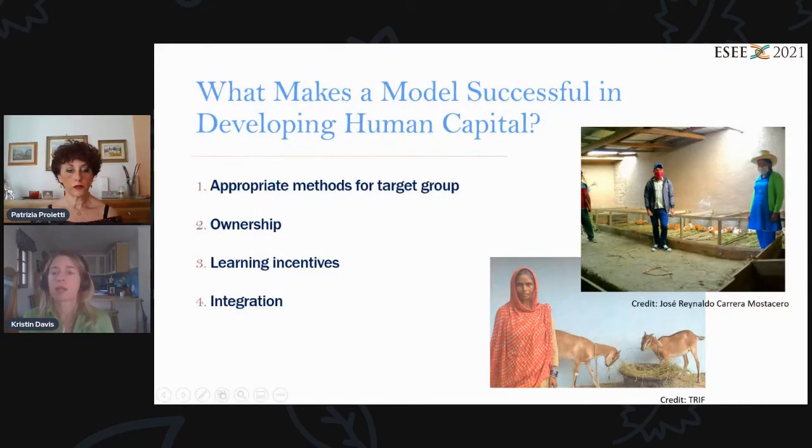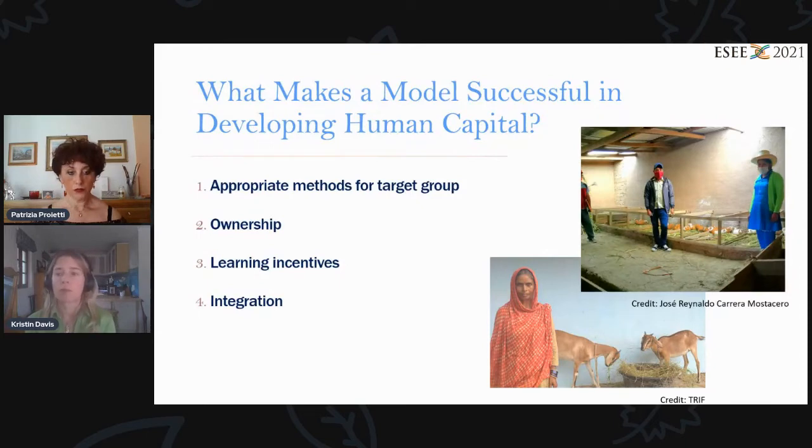One of them was that it used appropriate methods for the target group. So whether you're trying to target women, or you're trying to target farmers in the Andes, or you're trying to target youth in a certain area, you've got to use the appropriate methods for that target group, whether it's based on social capital or whether it's one-on-one learning or so forth. So it's really important to target your method to the group that you're trying to reach.